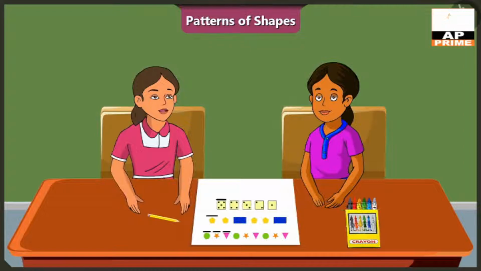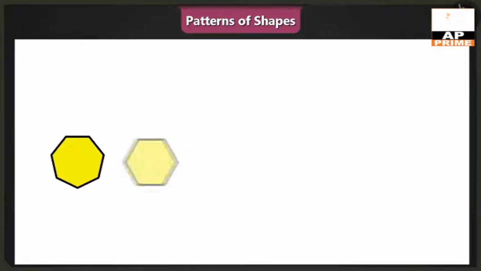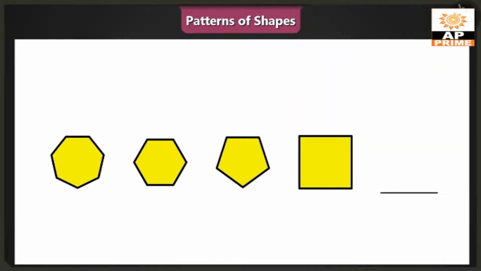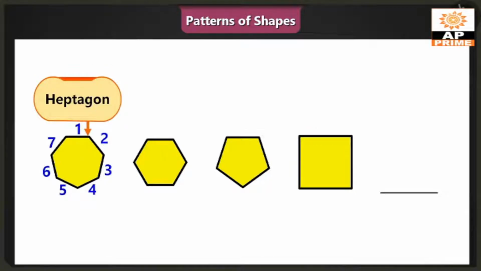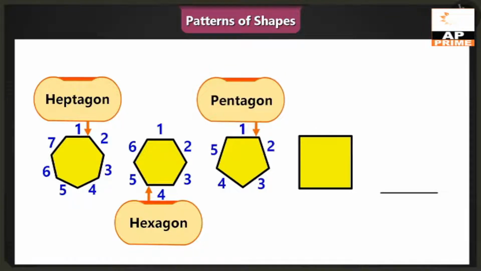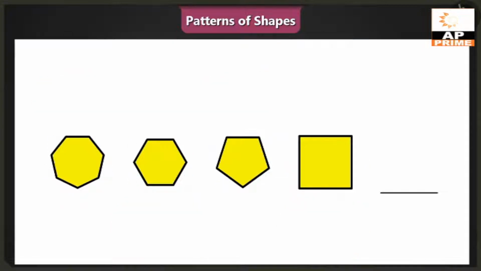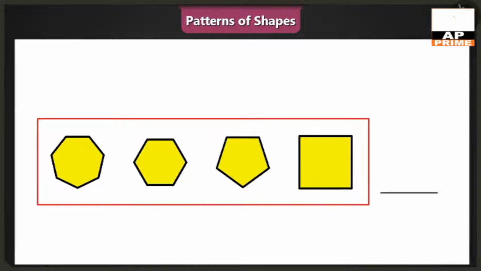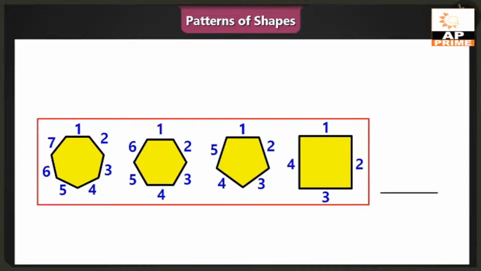Yes, but the pattern may not always be in ascending order. For example, look, here is a pattern of shapes. In this pattern, a 7-sided shape, heptagon, is followed by a 6-sided shape, hexagon. Then a 5-sided shape, pentagon, has been added, and finally a 4-sided shape, square, has been given. Yes, in this pattern, sides of all the shapes are in descending order.